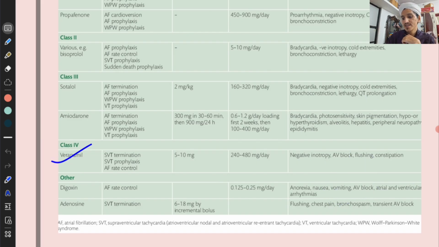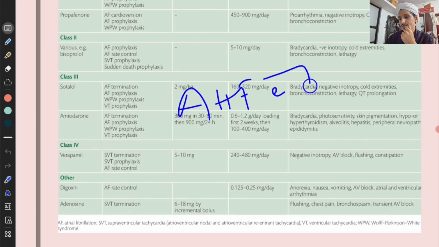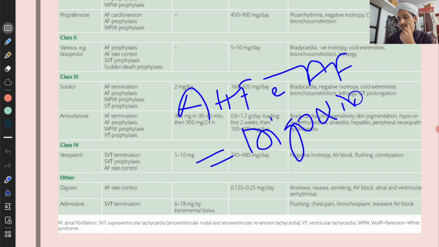Verapamil, you use in SVTs. IV 5 to 10 mg, and this is the oral dose. It can induce AV block. Constipation is the important side effect. Other drugs, digoxin, for AF rate control. Remember, in acute heart failure with AF, digoxin is the drug of choice. Digoxin is the drug of choice.